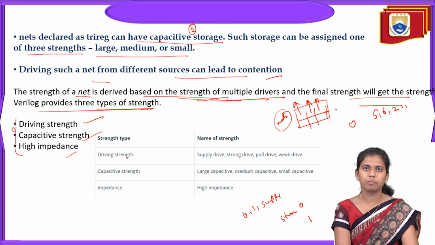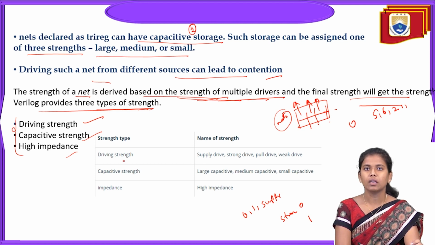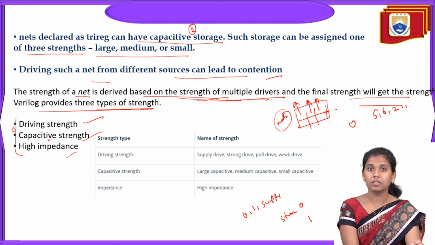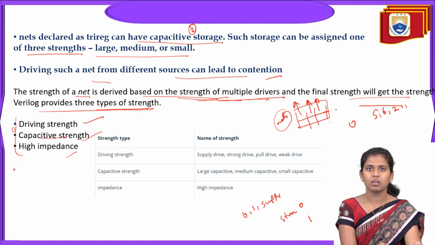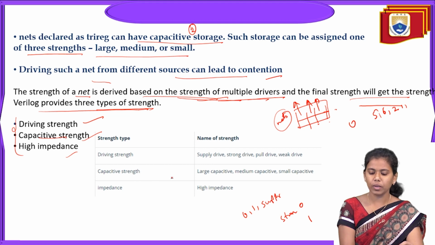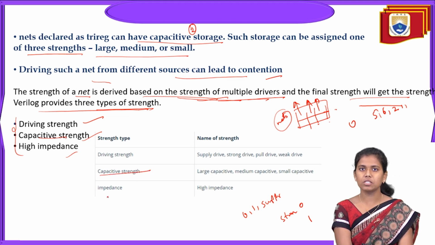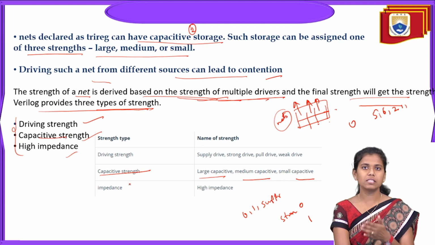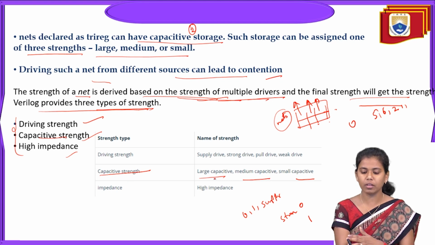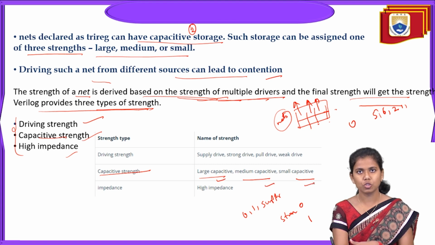If a net driver is driving with a strength type of capacitive strength, then that particular signal will have large capacitive, medium capacitive and small capacitive. That means if the driver is going with a capacitive strength, there is a division between the capacitive strength based on large, medium and small.